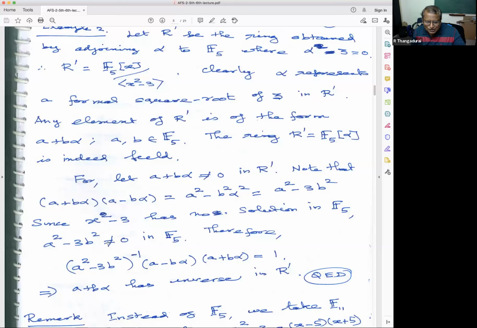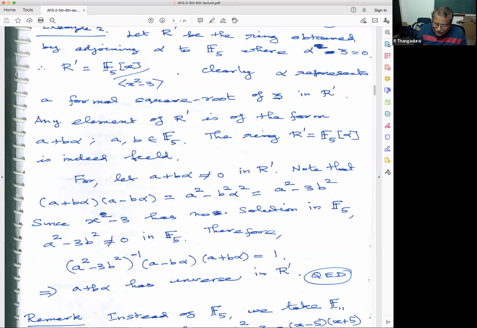Both have to be non-zero first of all. If one of them is 0, then the other one has to be 0, and 0, 0 would be a solution. But a and b cannot both be 0, because we have taken a plus b alpha, which is not 0. So that is a contradiction. That means a by b whole square equals 3, so 3 is a square in F5.